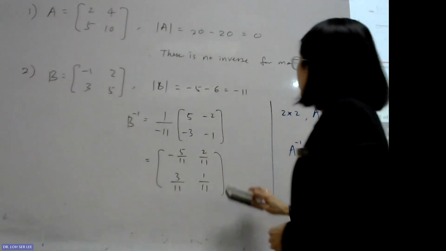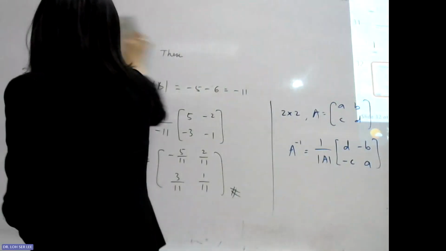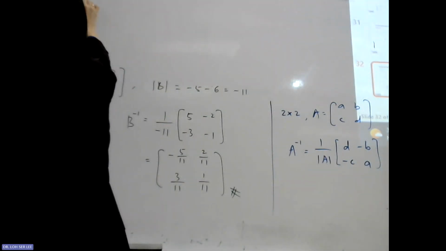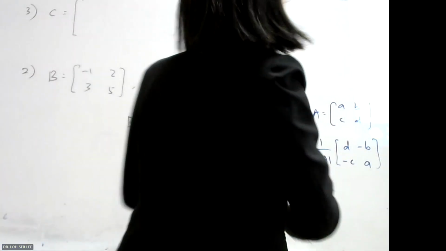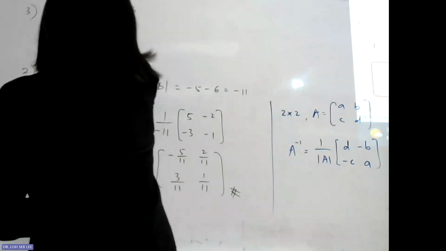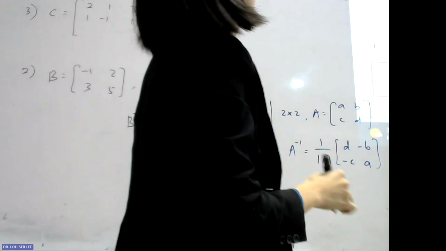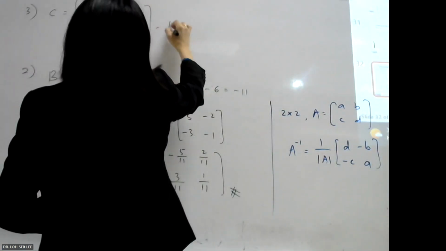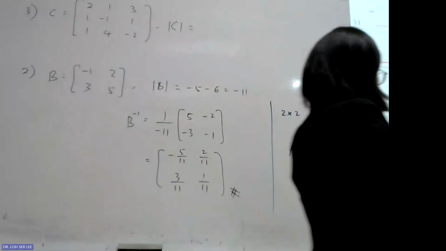Okay, number 3. Matrix C: 1, 3, 1, -1, 1, 1, 4, -2. Find the determinant first.